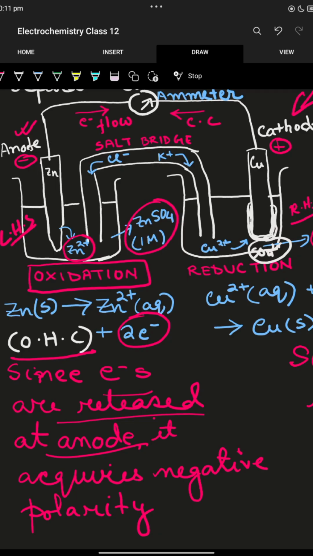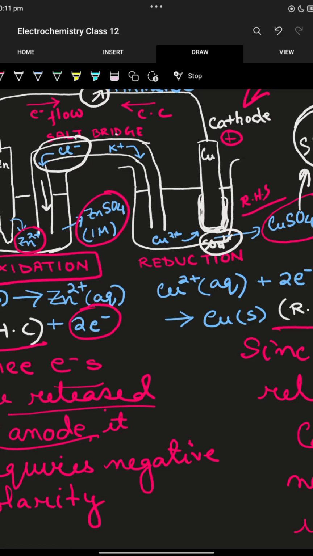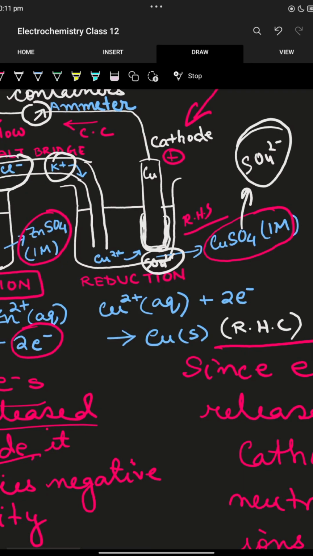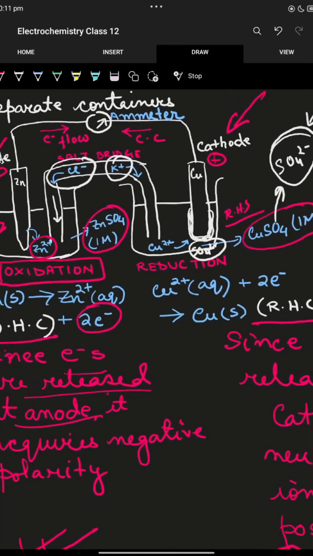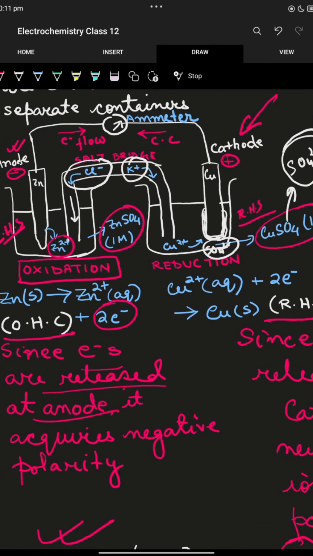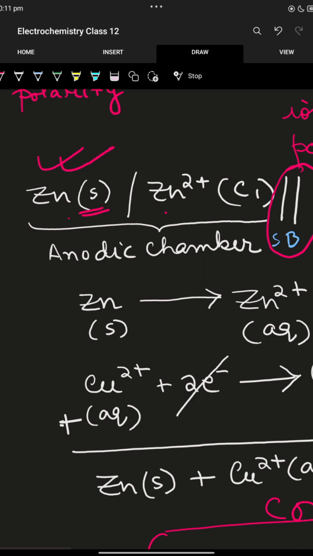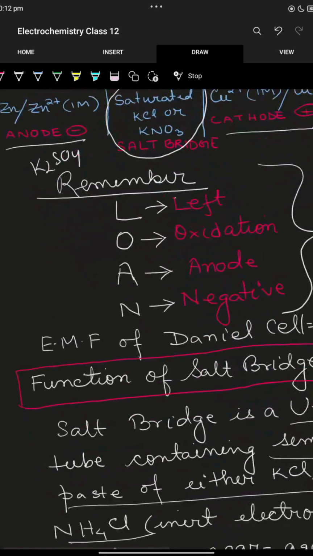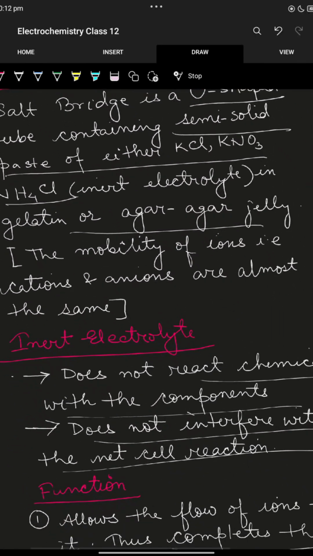So for that reason, the anion of the inert electrolyte migrates towards the anode to remove the Zn2+ near the anode. And the cation K+ migrates towards the cathode to remove the accumulation of the sulfate ion. Because if there is charge accumulation, the current flow will stop, and the reaction will stop after some time. So I am moving back to the function of the salt bridge here.